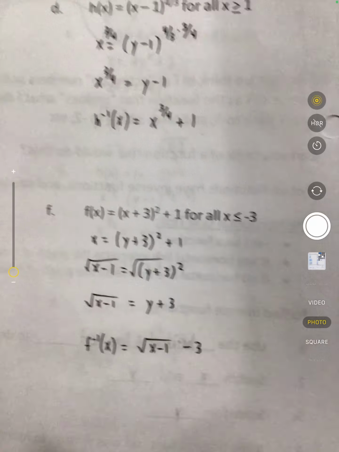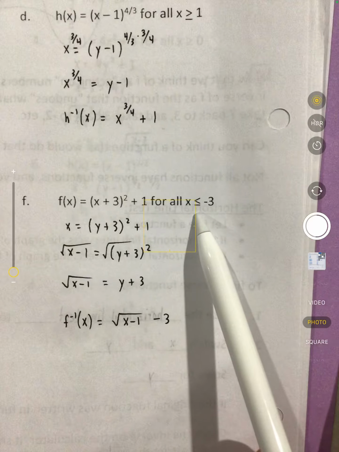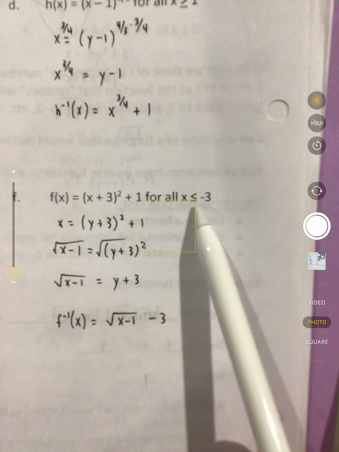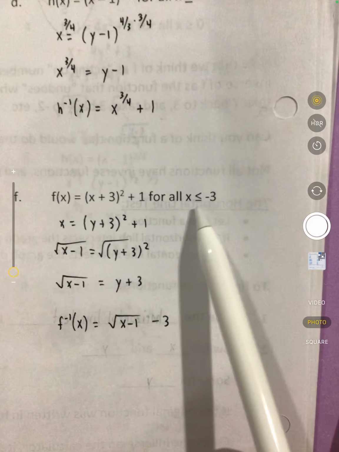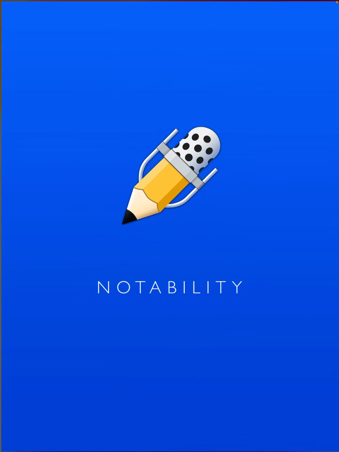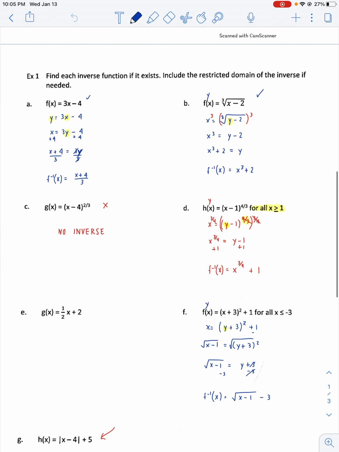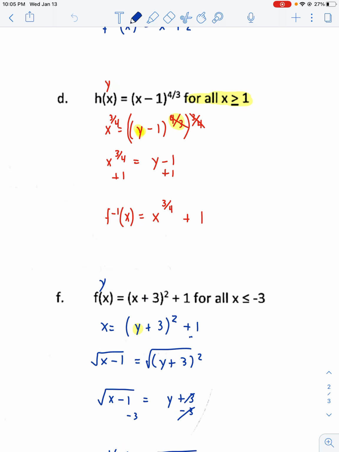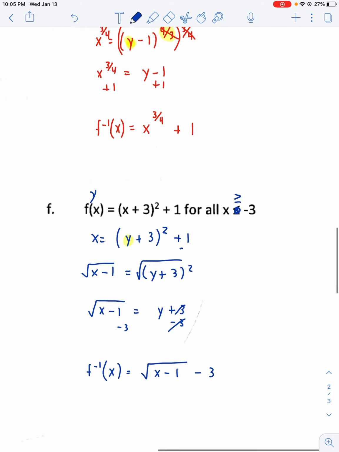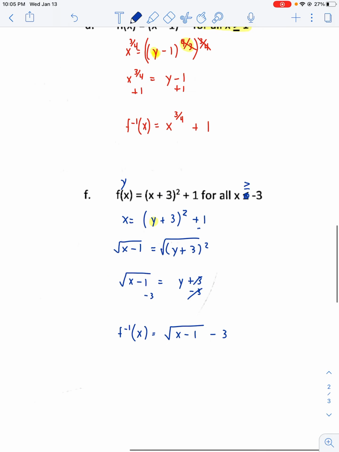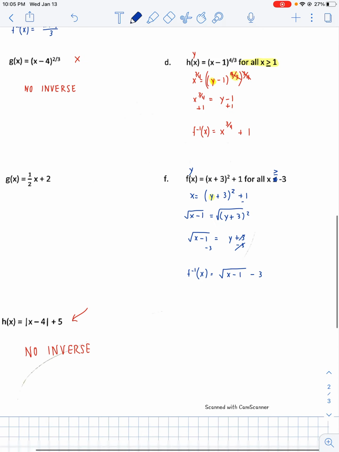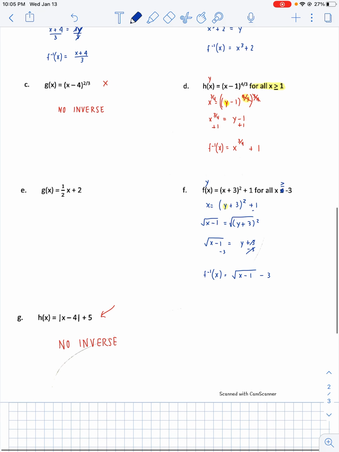So what I need you guys to do is on F, you need to change this, and I don't have a pen on me right now. I need you to change this to greater than or equal to negative 3. In fact, let me just go back in here. This right here needed to have been x is greater than, and then it would have, in fact, been the inverse. So very good. Sorry about that. I don't know what the mistake was there. But anyways, that is how you do it.